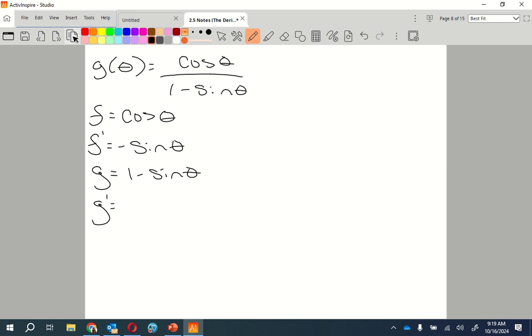Negative cosine, right? So you could just go to your wheel, go to the circle, find whatever it is, and then use that. And derivative of 1, that just goes away, right? So I have negative cosine theta. Alright, so my quotient rule, which I'll write out here: f prime g minus g prime f over g squared.